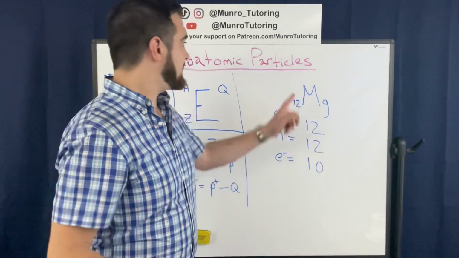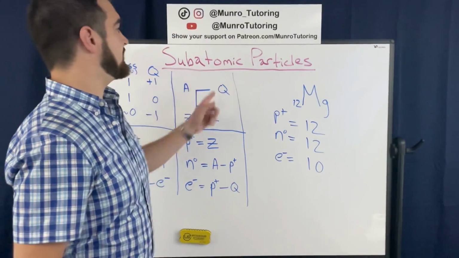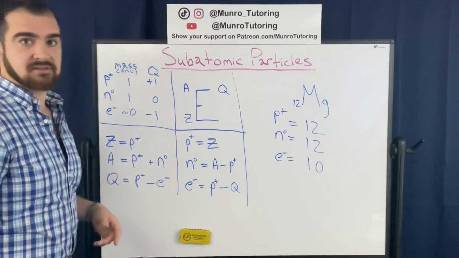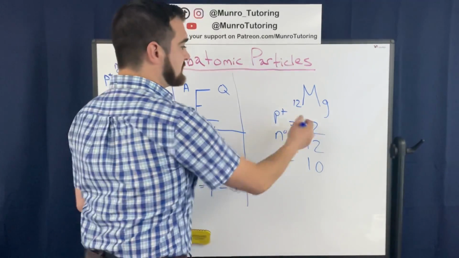Now, how do we get the mass number? We have to fill in all these variables. So the mass number, again, is the protons plus the neutrons. So we just add those up. 12 and 12 is 24.